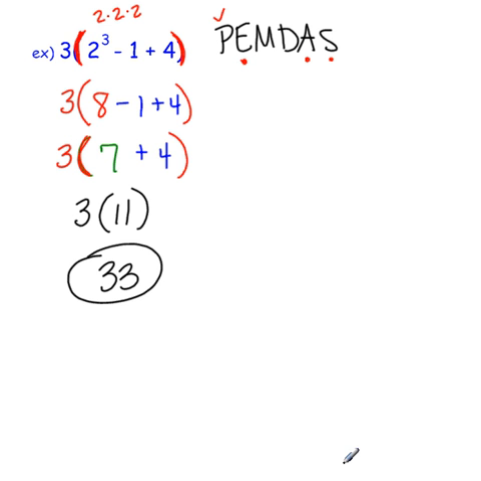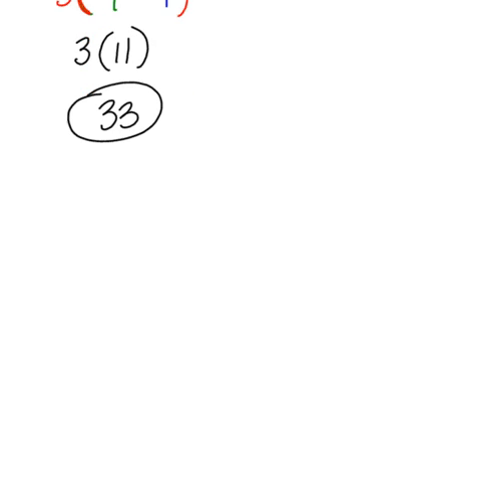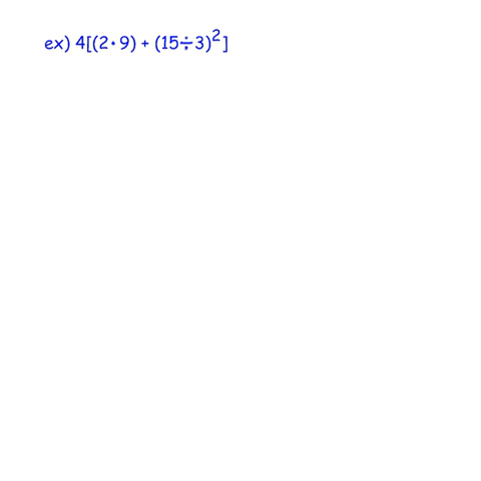Okay, let's go again. Let's step it up a notch. We're gradually increasing the difficulty. How about this? 4, open brackets, open parentheses, 2 times 9, close parentheses, plus, open parentheses, 15 divided by 3, close parentheses, squared, close brackets. Holy cow. Let's stay organized on this one for sure. All right, let's roll with it.